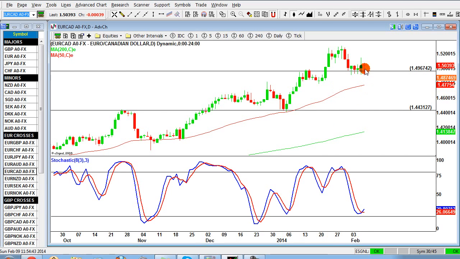So that looks quite interesting just there. It may drop a little bit lower, who knows, it may go back to the 50 moving average, but keep your eye on it. It's one to watch.